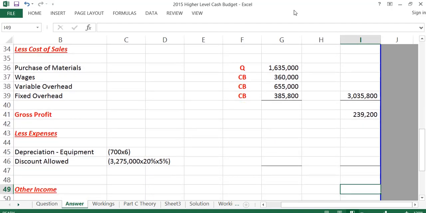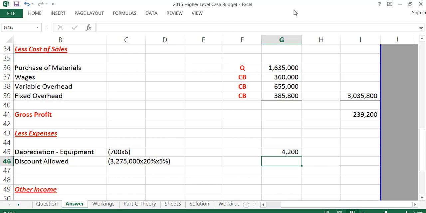Next, I need to take away expenses. So my first expense is going to be depreciation. Now we worked out the depreciation earlier on because we have to take it away from the fixed overheads. We said it was €700 per month. We're doing the P&L for 6 months, so that's just going to be 700 multiplied by 6. And depreciation is a non-cash item, but it is an expense, so it has to go into the P&L.